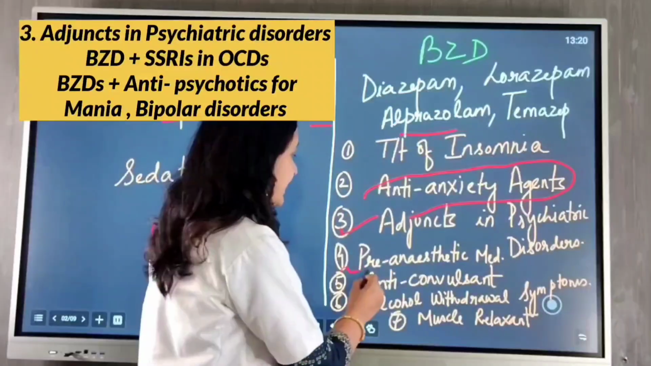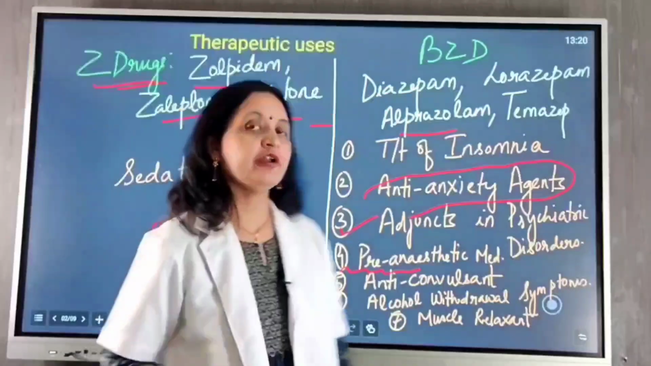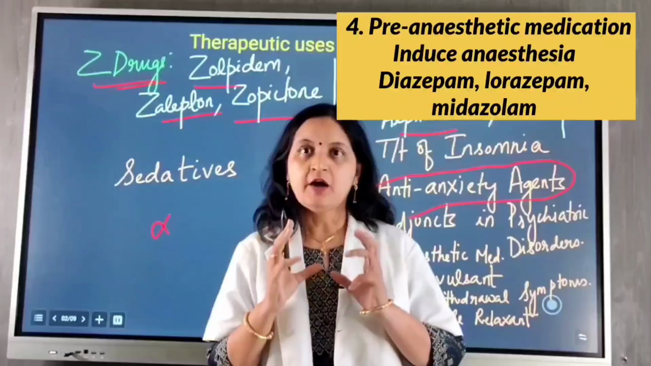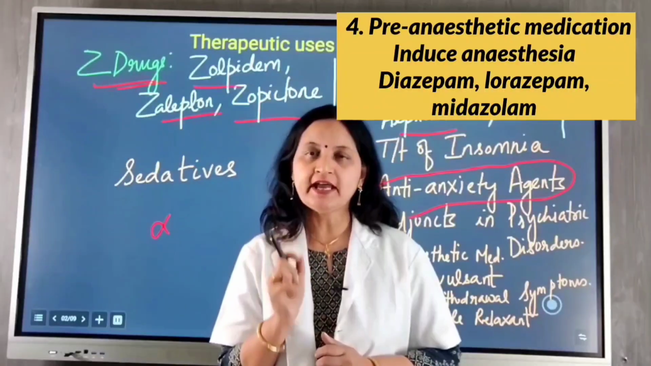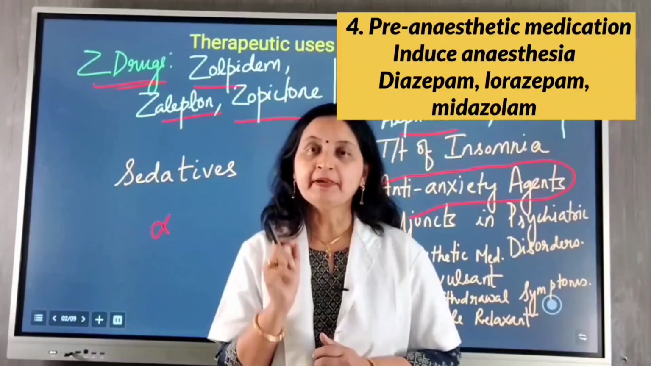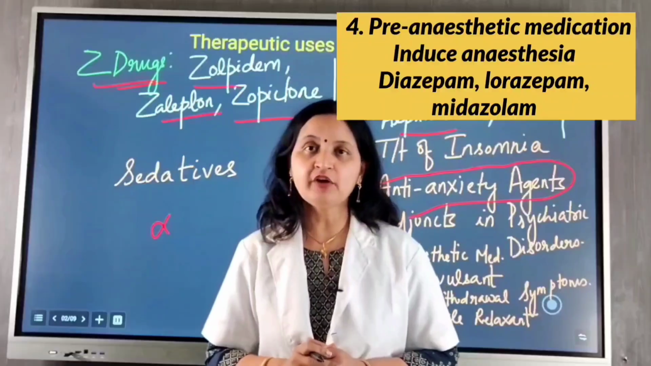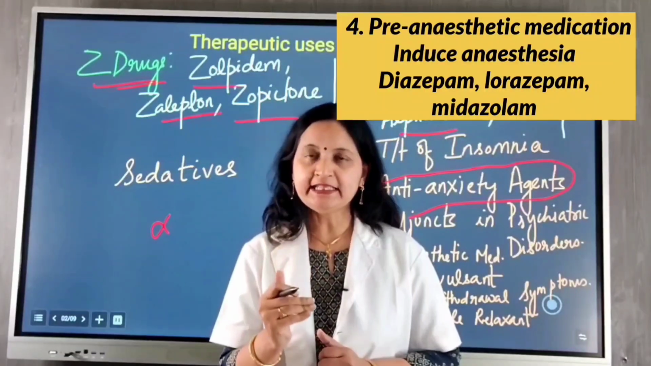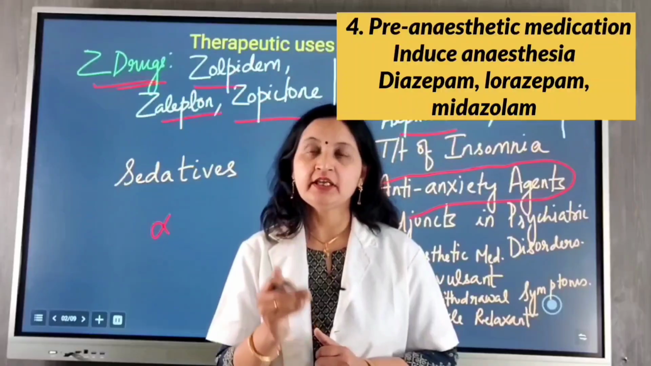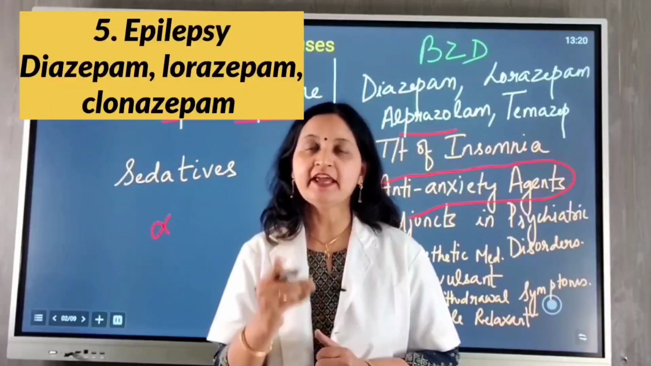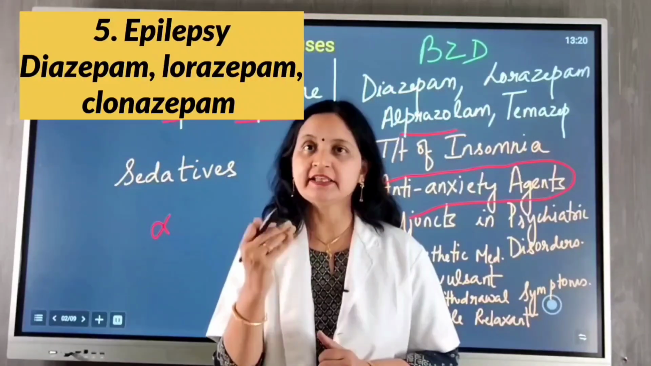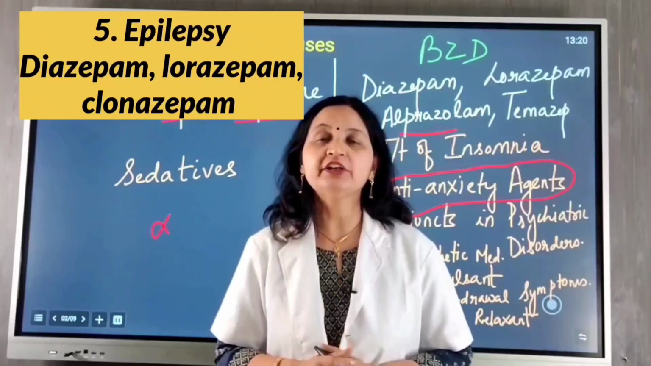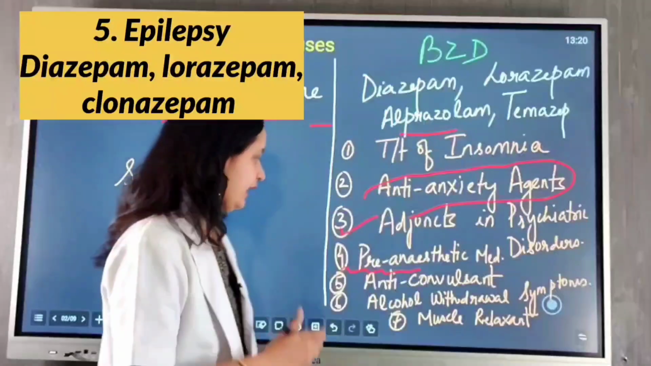Fourthly, they can be used as pre-anesthetic medication or for inducing anesthesia. Benzodiazepines such as diazepam, lorazepam, midazolam can be injected intravenously to induce anesthesia. They reduce anxiety, they induce sedation, they cause muscle relaxation and therefore they act as pre-anesthetic medication and can also induce anesthesia. What are the other uses?